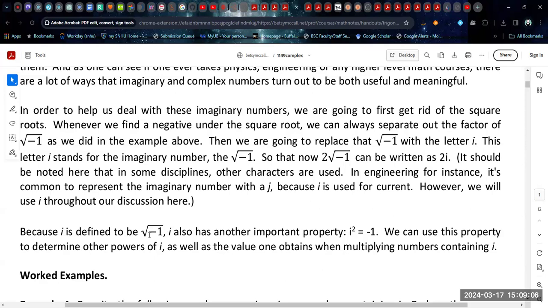Now, as I mentioned, because i is equal to the square root of -1, if you square both sides of the equation, you also get this property that i squared is equal to -1. And so that is something else that we're going to rely on as we start working with numbers that involve i and numbers that involve powers of i.